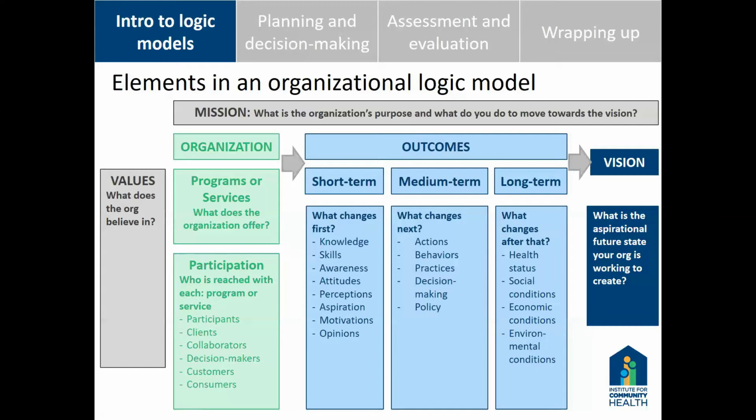And then above and to the right, we have the mission statement. Many agencies have mission statements, so it's good to include that, and this summarizes what the organization's purpose is and what they're doing to move towards the vision. And as opposed to impact in the program level logic model, for the org logic model, we have vision. So that's truly the aspirational future state that your organization is trying to work towards.